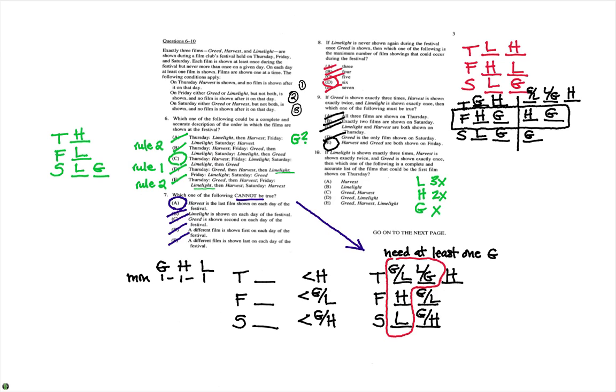Now, the question is asking us, what is a complete and accurate list of the films that could be first on Thursday? All right, so let's take a look. Well, we know for sure that Limelight is showing up on all 3 days because it says Limelight shows up 3 times. So we know that on Friday, it's got to be Limelight, which is going to throw out Greed because not both. The only other possibility would be Harvest.